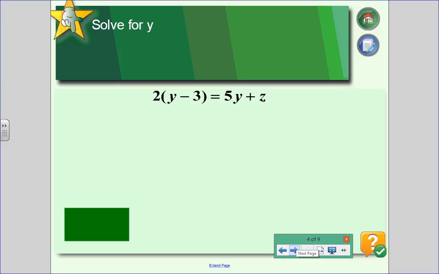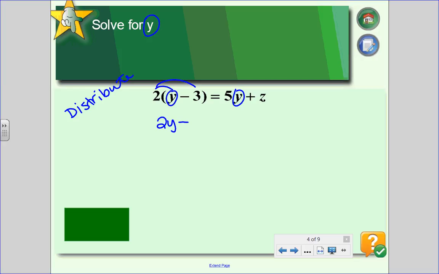All right. Here's our next example. Before we do distribution, which I know you're dying to do, I hope so, notice we're trying to solve for y. So I'm going to circle every y that I'm seeing. And notice there are a couple, so we'll get to what to do with those in a moment. But the distribution has to happen first so that we can then simplify and then be able to isolate from there. So this gives us 2y minus 6 equal to 5y plus z.